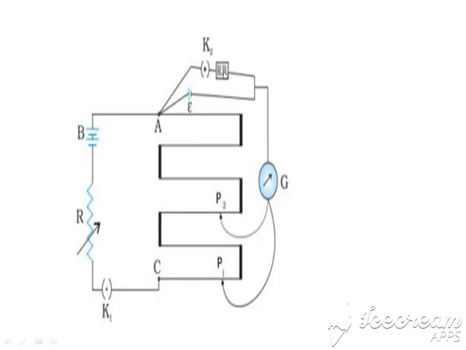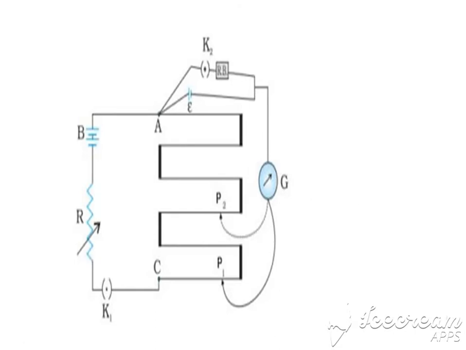Now in the second step, you choose a suitable resistance from the resistance box, that is the external resistance, and you plug in the key K2. Now the current flows, and this cell is also involved in the circuit. Now you again find the null point, and suppose you get the null point at L1.